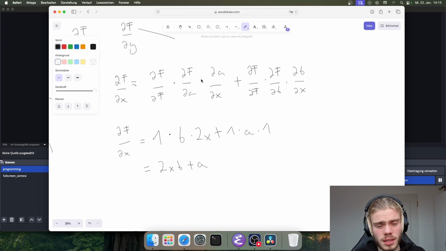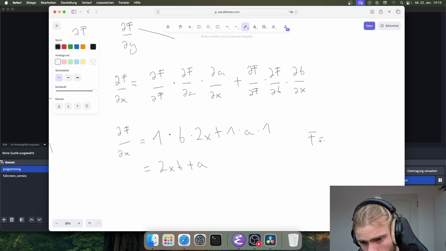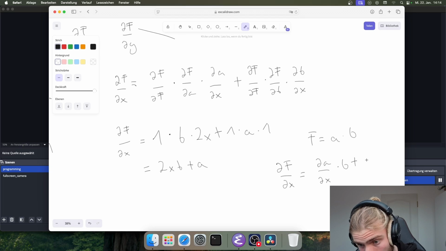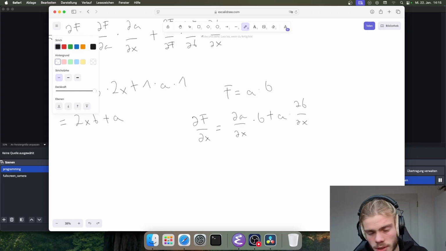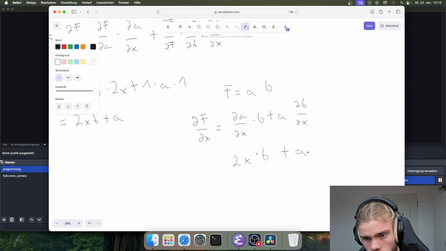So if we look at this, this makes a lot of sense when we recall the product rule. So we have a product of two functions, f is equal to a times b, and the product rule says that df/dx is now equal to the derivative of a with respect to x times b plus a times the derivative of b with respect to x. So that is the first part derived times the second part, and plus the first part times the second part derived, and dA/dx is equal to 2x times b plus a times dB/dx is just 1. And you see, this is the same thing.